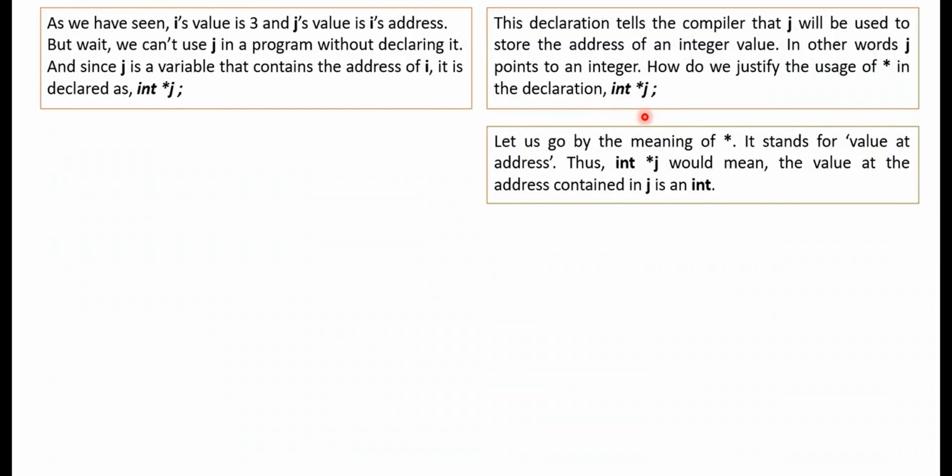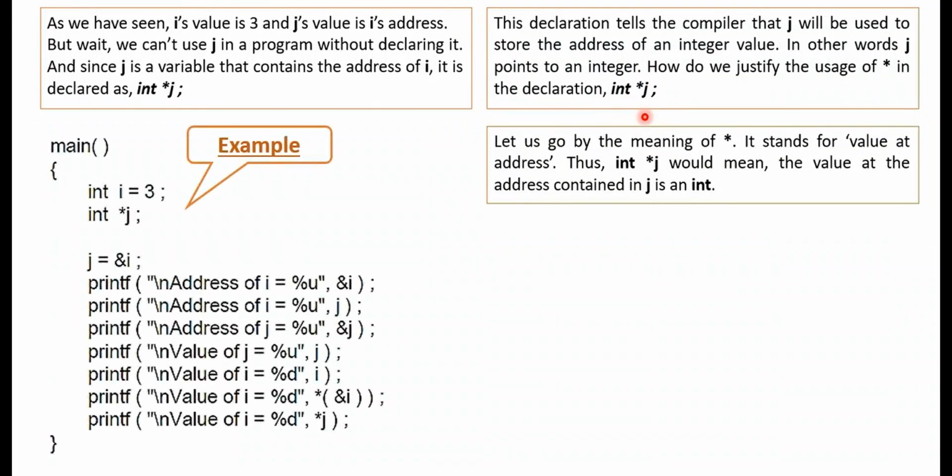Let's understand using one more example. Here again we have defined int i equal to 3, and next we have defined a pointer variable j, so int *j, and here j is having the address of i. So we have printed the address of i using &i, address of i using j, address of j using &j.